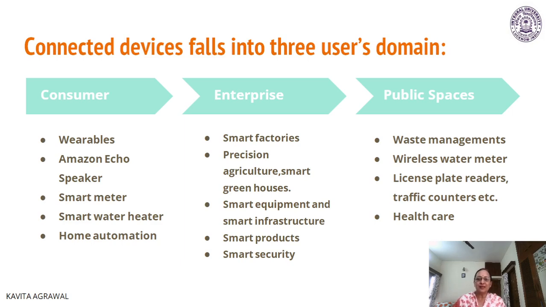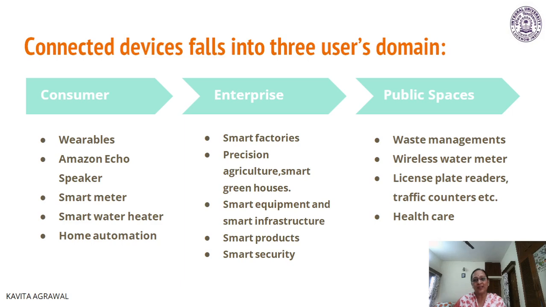If I look at enterprise, we have smart factories. We have precision agriculture. We have smart greenhouses. These greenhouses are able to measure the humidity, temperature, and various parameters which are needed to maintain the ideal conditions for the plants which we are growing in the greenhouse. We have smart equipment and smart infrastructure. We have smart products. We have smart security.